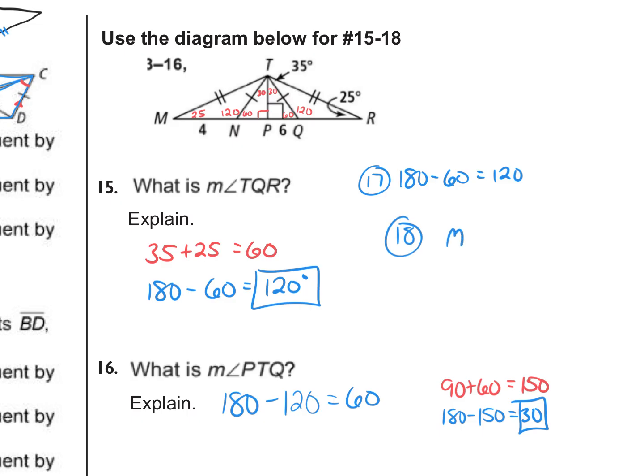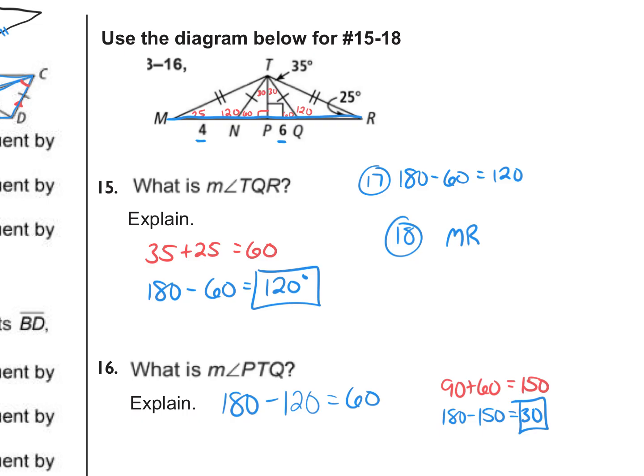On number 18, it asks what is MR? What is that talking about? It's talking about a side, so this side length here. Do we know anything about the side length? There's a 4 and a 6. We know this length is 4, this length is 6, which doesn't make any sense, but they said that. Does this look like it can be 6 if this is 4? No. If the diagram tells you, you can assume that's true, even though it doesn't look like it.